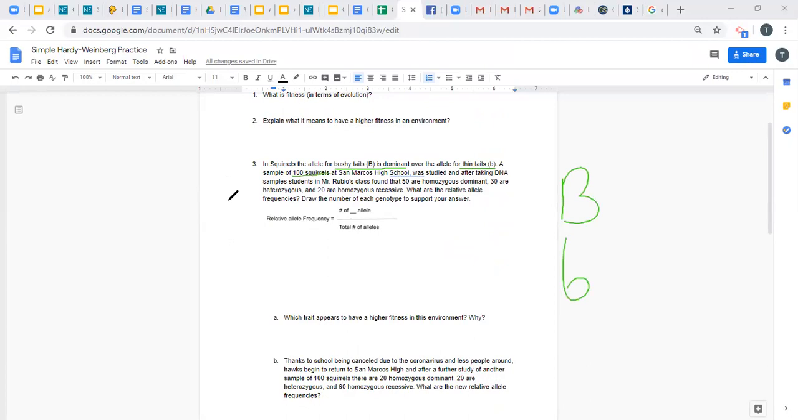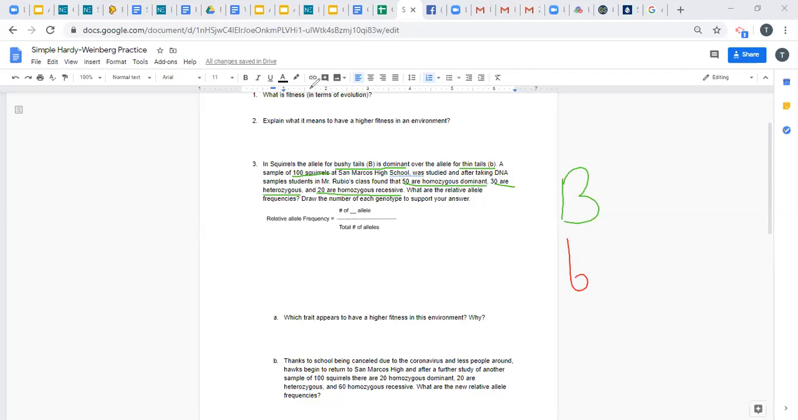Now it says there's 100 squirrels and 50 of these are homozygous dominant, 30 are heterozygous, and 20 are homozygous recessive. What I'm going to do is make these different colors just so it makes it a little easier to follow. Okay, so what I'll do first is write out the different genotypes.